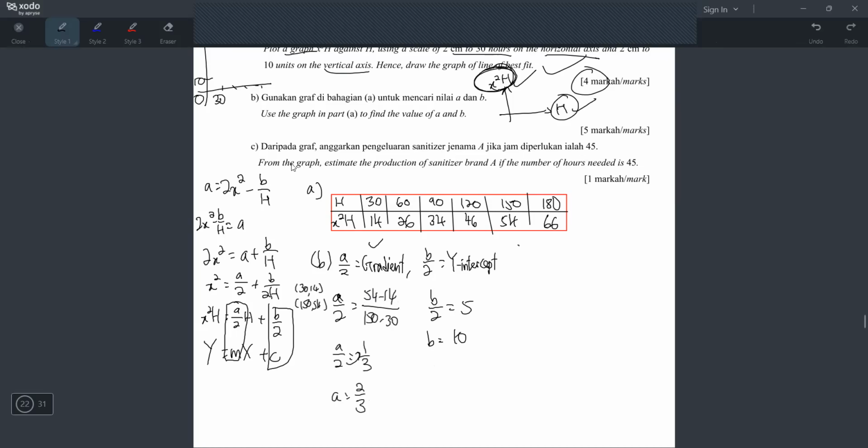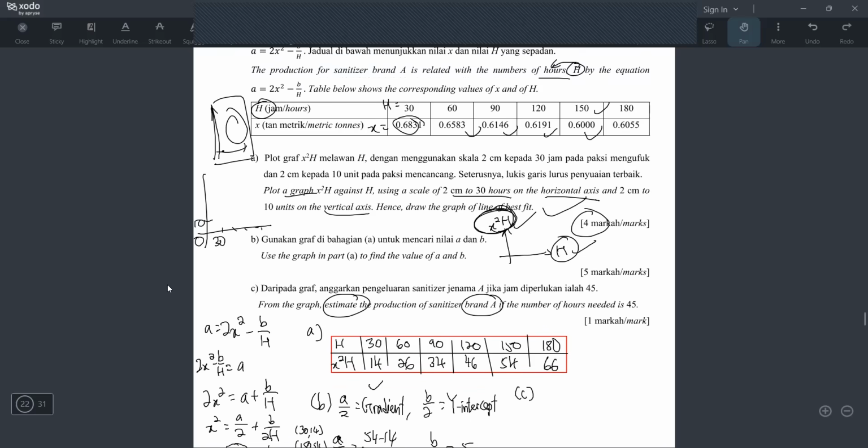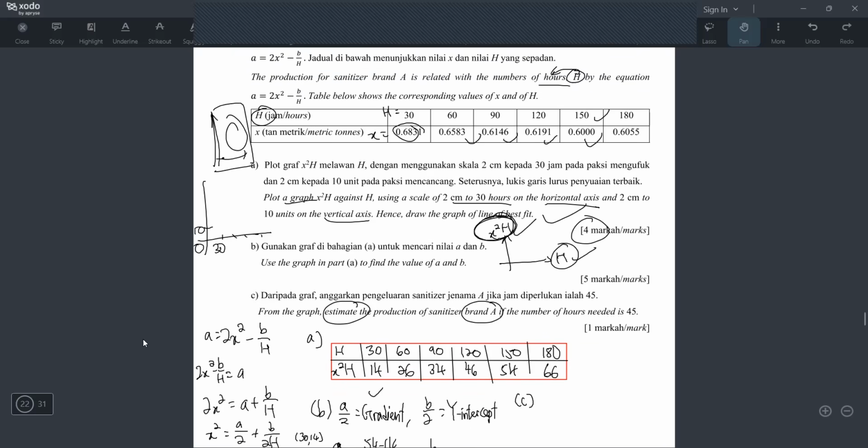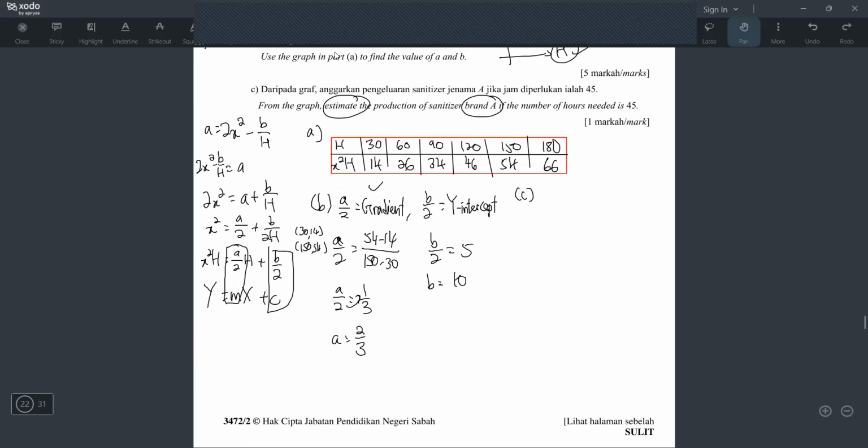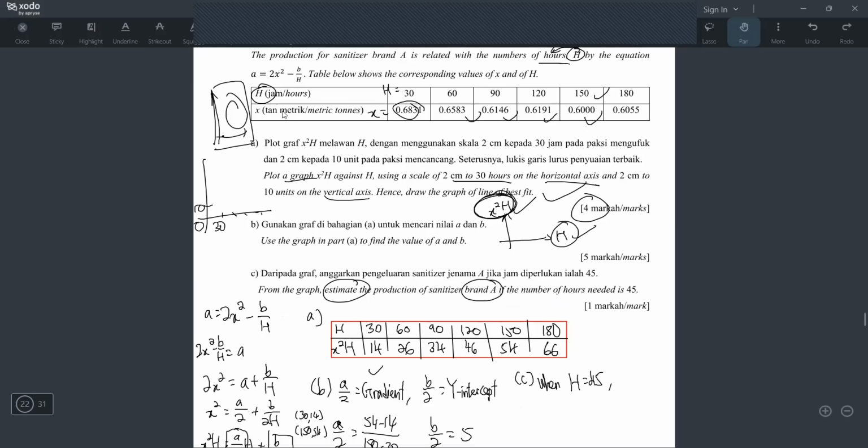Now we do part C, the last part. From the graph, estimate the production of sanitizer brand A if the number of hours needed is 45. If you look back the question, number of hours is actually H. So it means I have to find when H equals 45, and then I want to find the production of brand A. Okay, production is what? X lah, means I want to find X, right? Because H is the time, X is the metric tons. Metric tons means the unit for the production of sanitizer brand A lah.